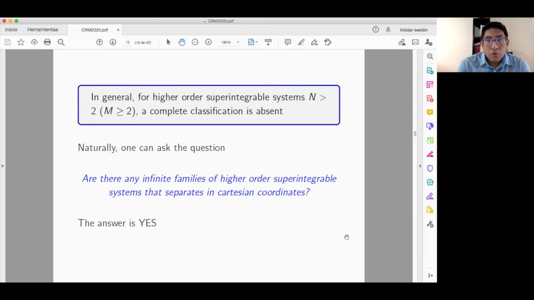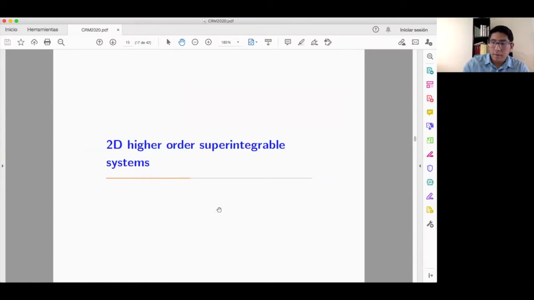Unfortunately, in general, for higher order superintegrable systems, so n larger than 2, a complete classification is absent. But we can start from the very first step. What would that be? Well, we can ask, in the case of separation of variables in Cartesian coordinates, to look and to try to classify any infinite family of higher order superintegrable systems. So this is what the talk is about. And the answer to this question is yes, there exist such infinite families, and let me describe them.